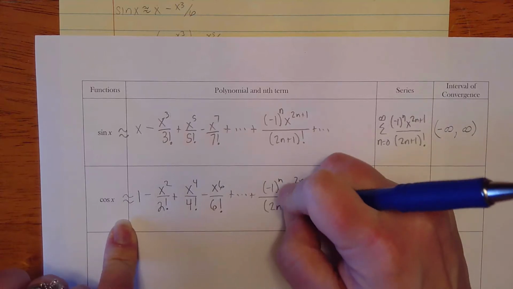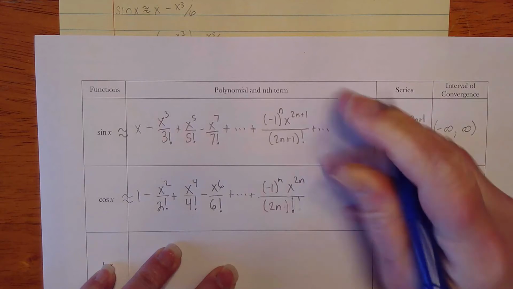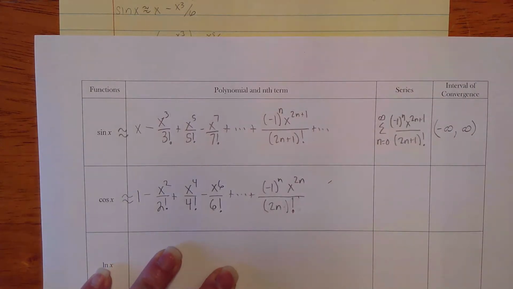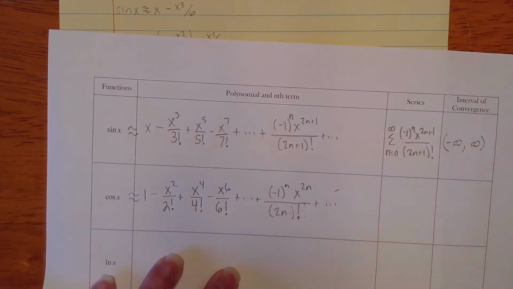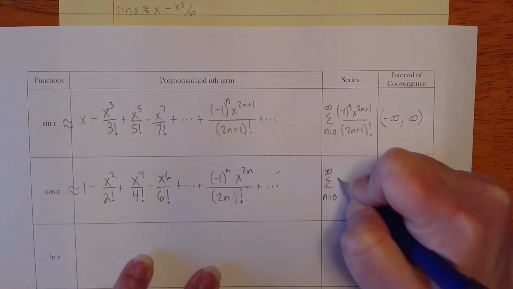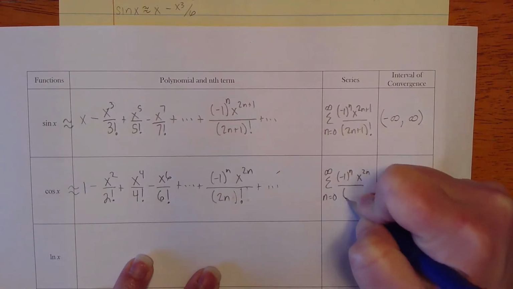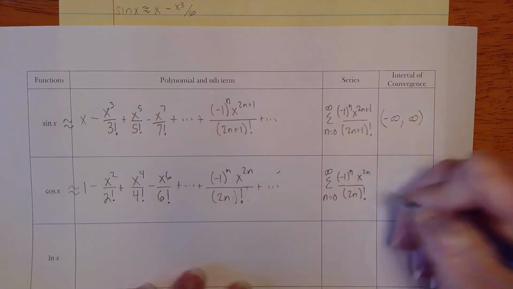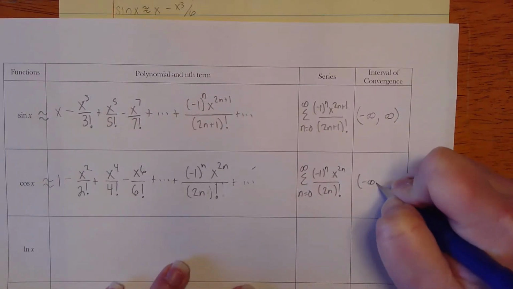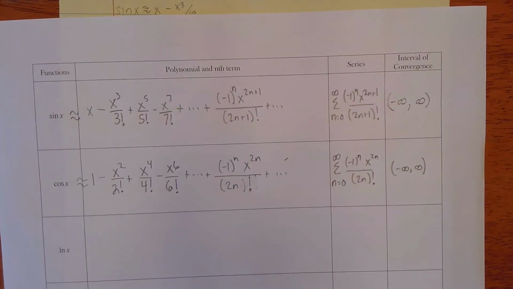Oh, I was just thinking about what was on top, so it shouldn't be 2n. Plus dot dot dot. And we have our series here. So this is what it would look like as a series. And again, our interval of convergence is negative infinity to infinity. Okay? Let me just confirm that that's right. Yes. Okay. Now you're going to want to memorize these.